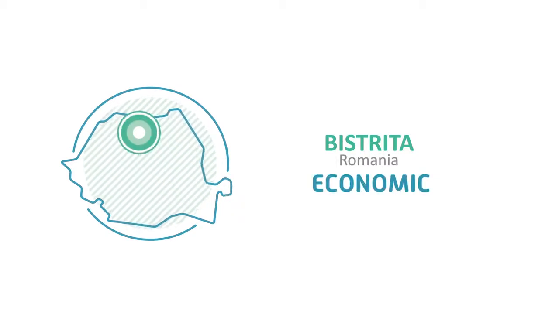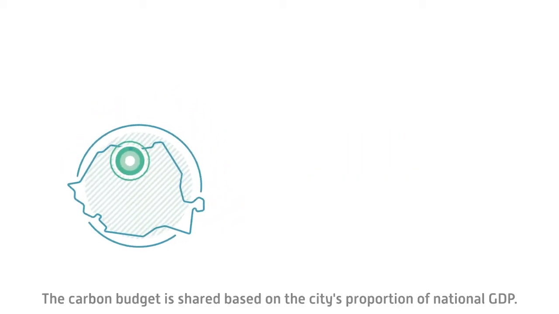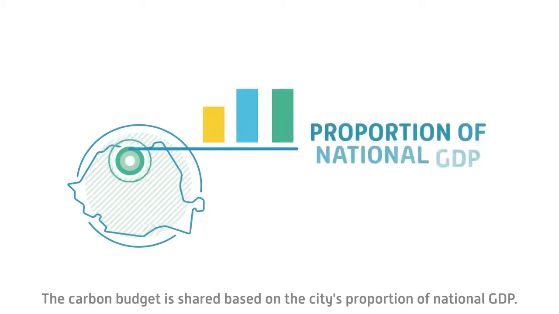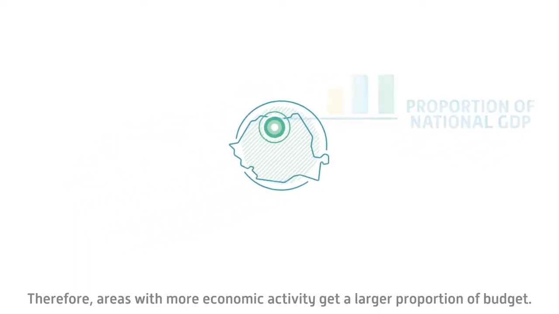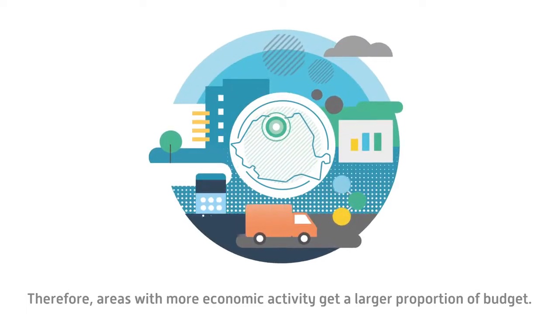Bistrița, Romania. Economic. The carbon budget is shared based on the city's proportion of national GDP. Therefore, areas with more economic activity get a larger proportion of the budget.